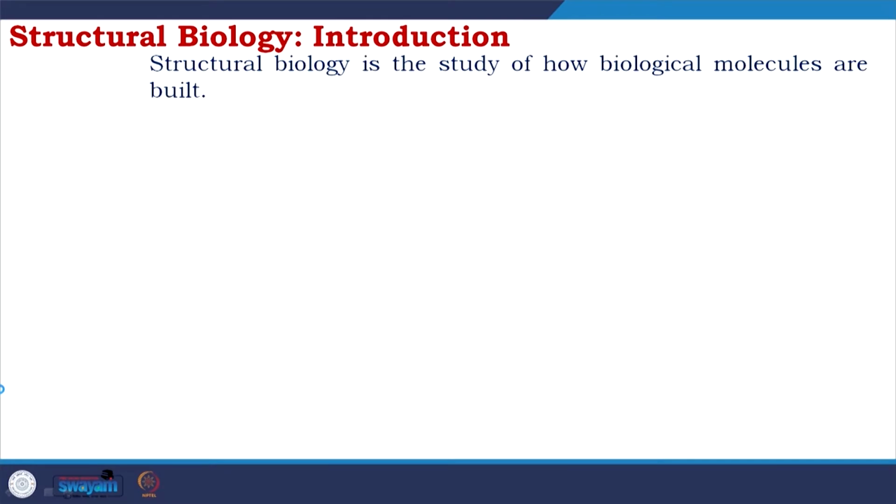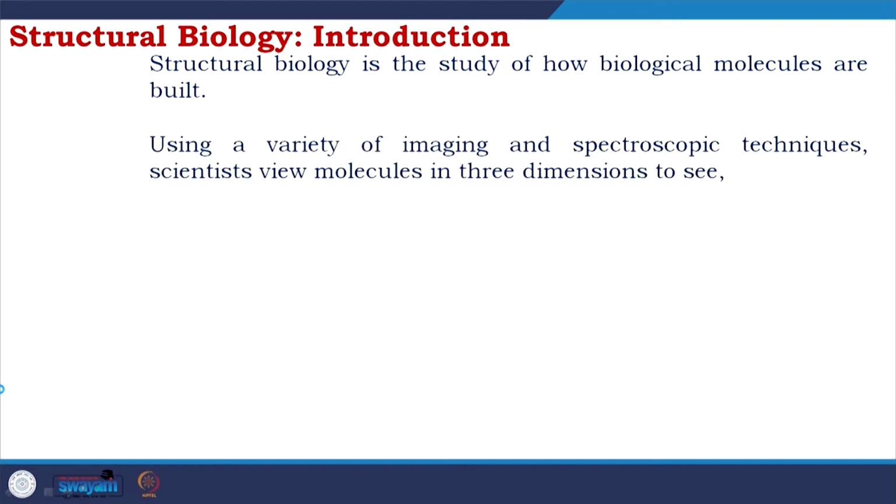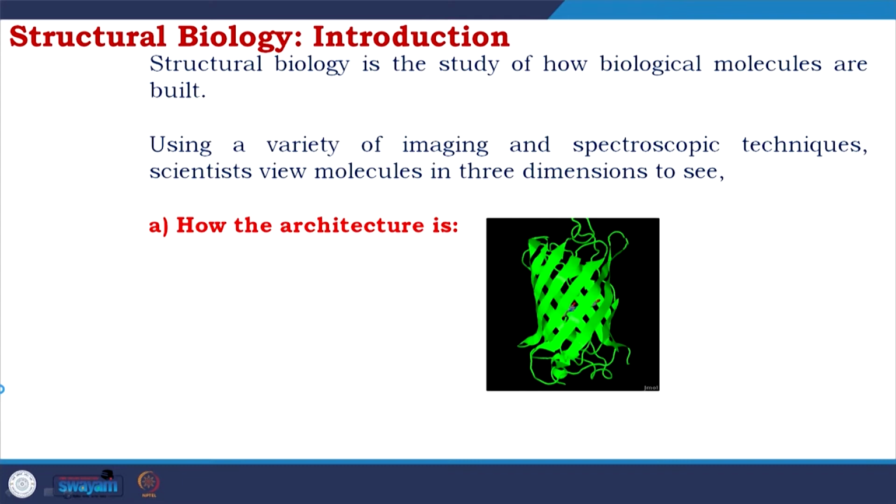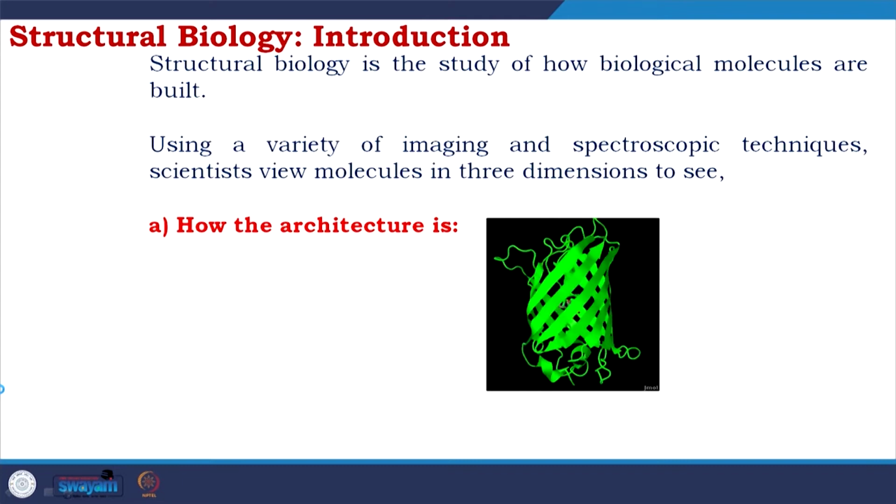Structural biology is the study of how biological macromolecules are built. Using a variety of imaging and spectroscopic techniques, scientists view molecules in 3 dimensions to see different functions. One, how the architecture is. If you look at this, this is a protein, I will discuss it in the protein structure. These have a beta barrel structure.